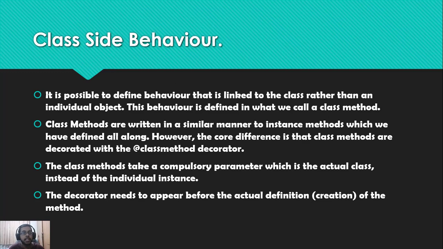Class side behavior. It is possible to define behavior that is linked to the class rather than an individual object. This behavior is defined in what we call a class method. Class methods are written in a similar manner to instance methods, which we have defined all along. However, the core difference is that class methods are decorated with the @classmethod decorator. The class methods take a compulsory parameter, which is the actual class, instead of the individual instance. The decorator needs to appear before the actual definition of the method.